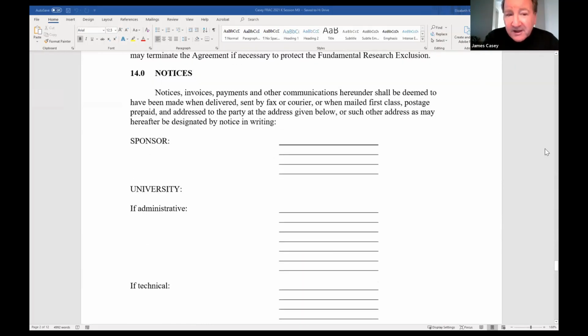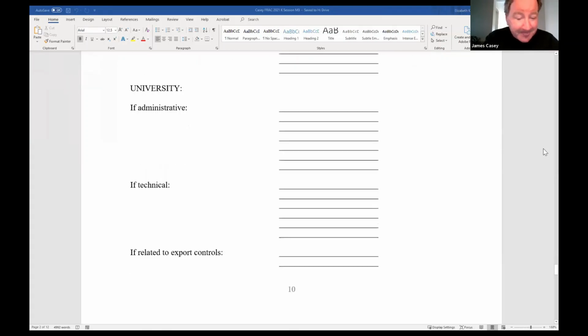Nothing much to be said about notices, except make sure all of it's filled out. Because this could become important in cases of lack of timely delivery of deliverables, not being paid promptly, that sort of stuff. This section is all very important to have completely filled out, and we can scroll down from there.